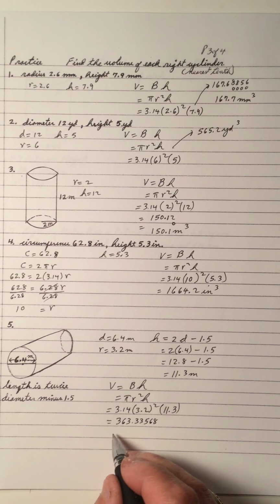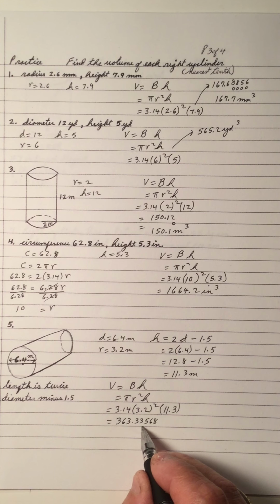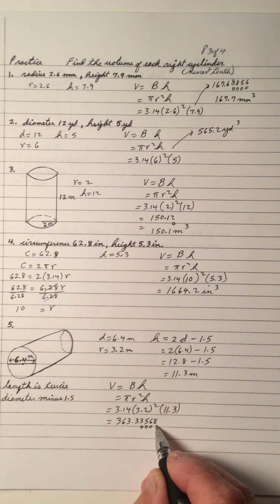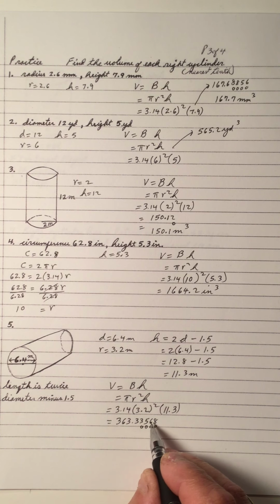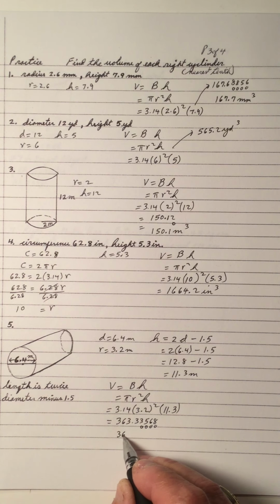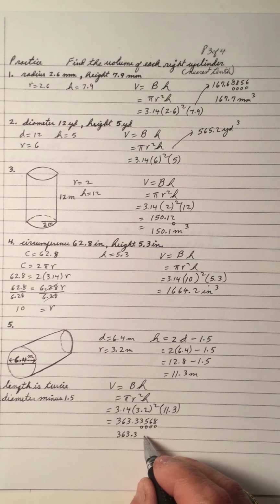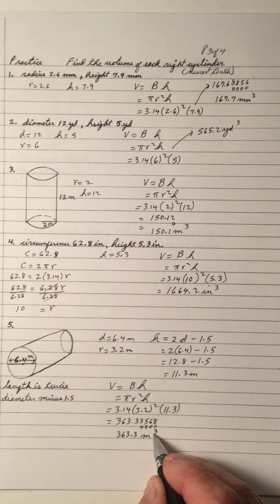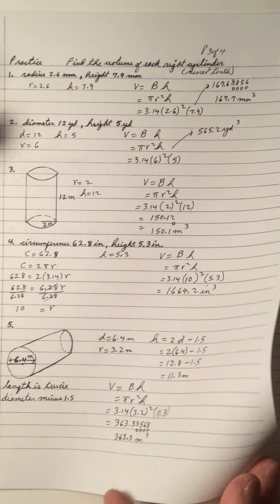363.33568. And you have to round that off, it says to the nearest tenth. The 3 right here is in the tenth place, so all the digits to the right become 0. And the digit to the right of the 3 is less than 5, so we do not change this 3. So it's 363.3 to the nearest tenth. And it's in meters, and volume is cubic. That's the final answer, 363.3.